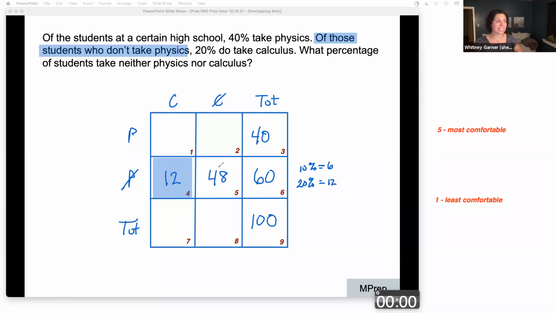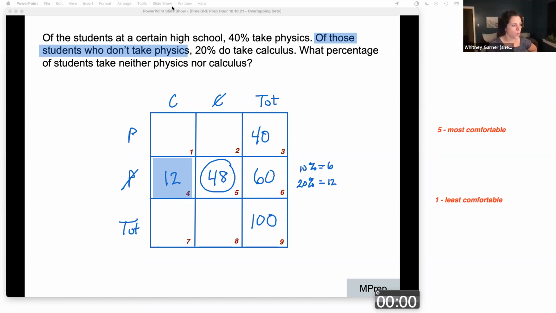And so what percentage take neither physics nor calculus? 48%. So be careful, right, of the people who don't take physics. It's not a total of 20% do take calculus. It's within this 60, 20% of that 60. So our correct answer is 48. So looking for this type of language, like what are my subgroups? Who is this actually asking me about?